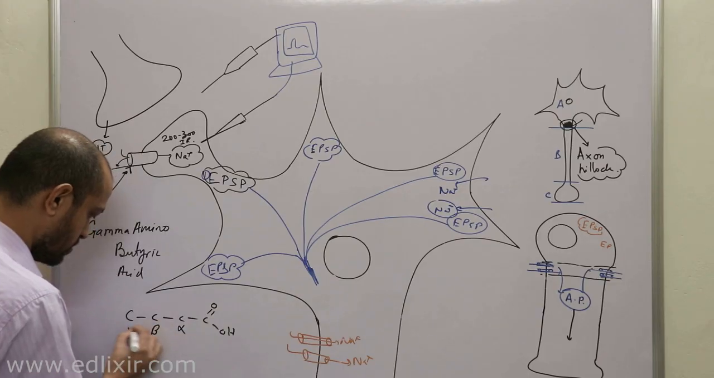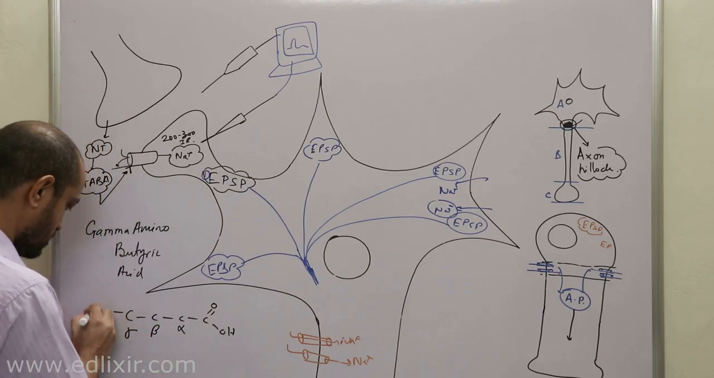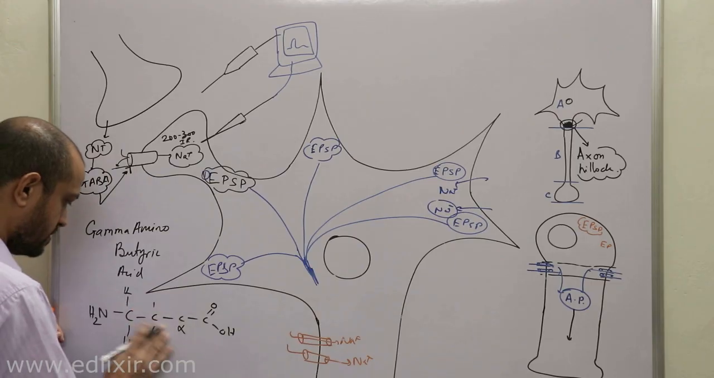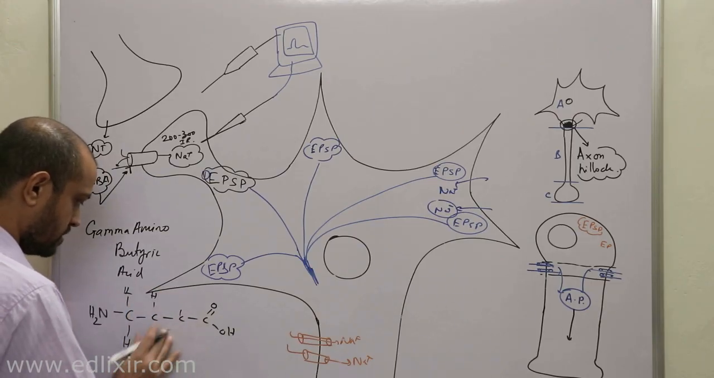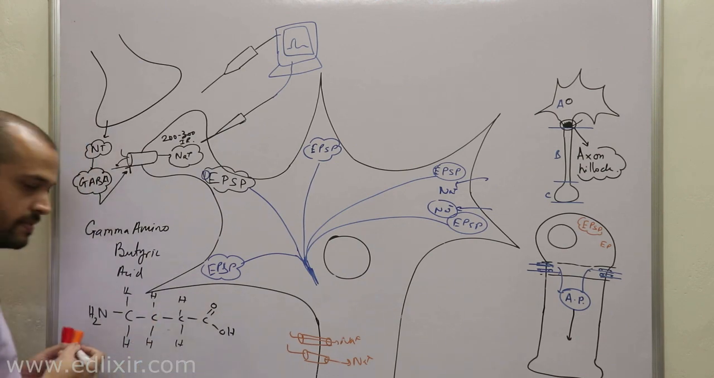This is beta carbon, this is gamma carbon, right? Now gamma amino, right? That's it. Add your H here, fill up the valences using H. We have already shown in organic chemistry class. Whenever there is nothing to do, fill up the valences using H. This is your gamma aminobutyric acid.